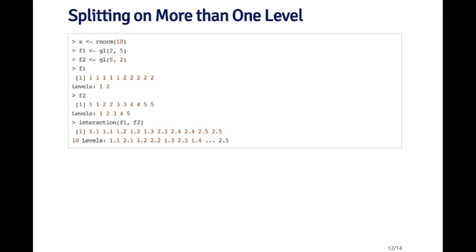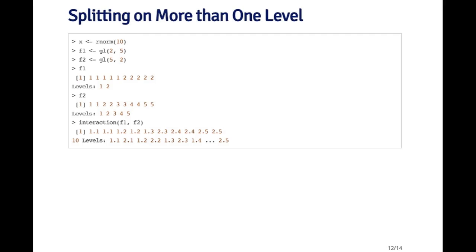So here I've got f1, which is a factor with 2 levels, and I've simulated a normal random variable with 10 observations. I've got a factor with 2 levels, each repeated 5 times, and then I've got another factor with 5 levels, each repeated 2 times. So these are my two grouping variables here, and I want to look at the combination of the 2.